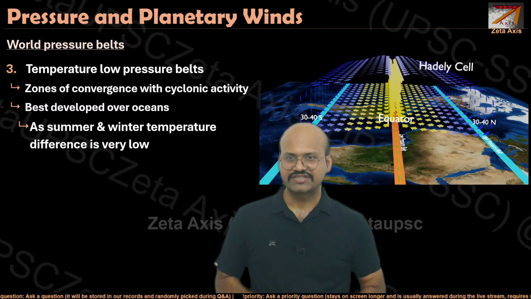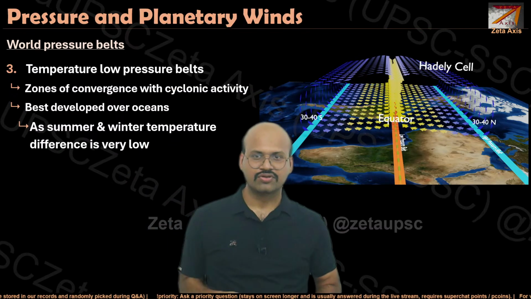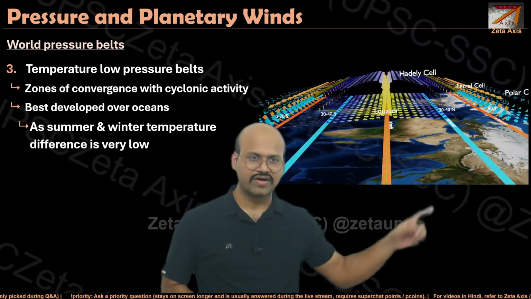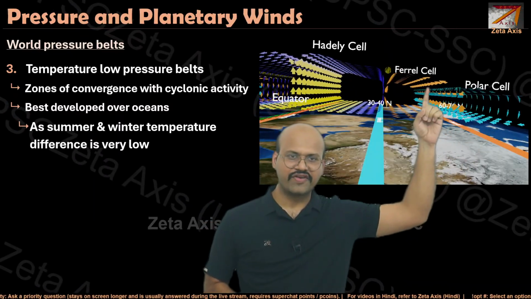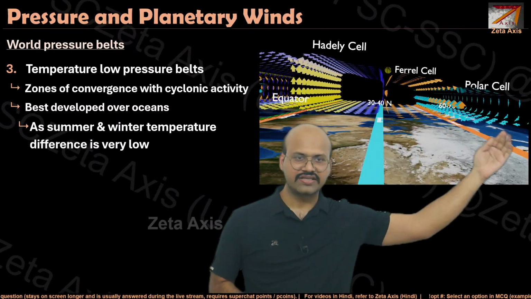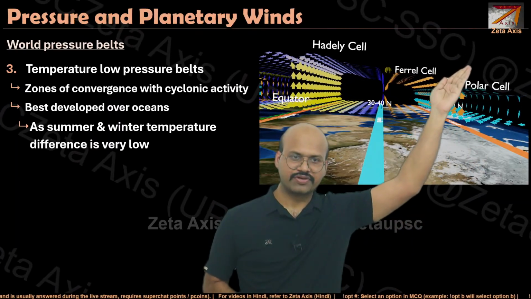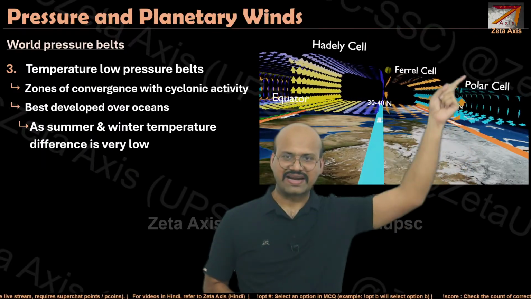Next pressure belt is the temperate low pressure belt. So here we see that the temperate low pressure belt is located over this region here. It is at the intersection of polar cell and Ferrel cell, and here we can see that polar cell and Ferrel cell are ascending up. So here again the air from both the sides is meeting and rising up.